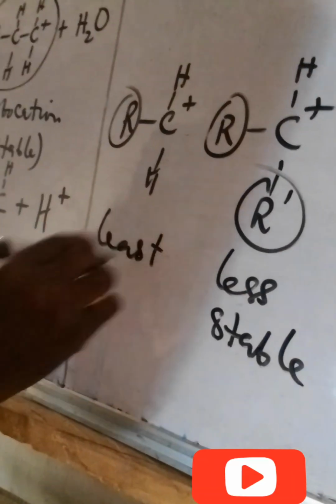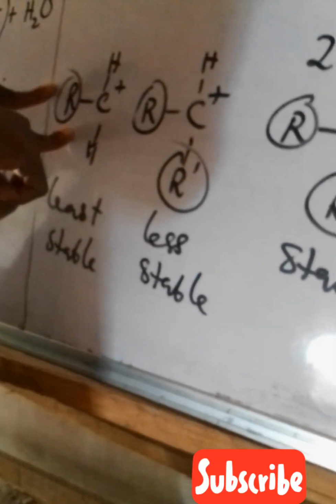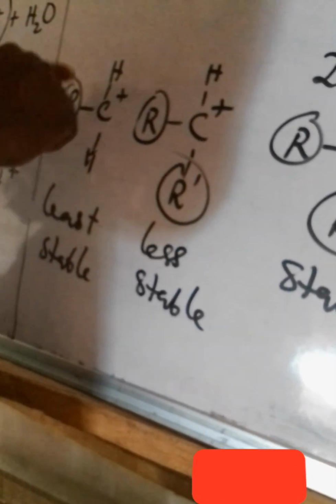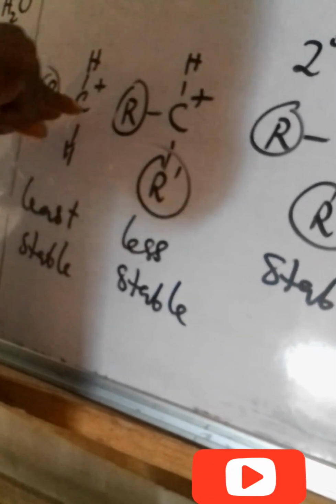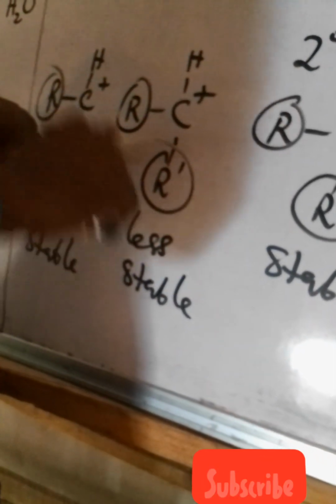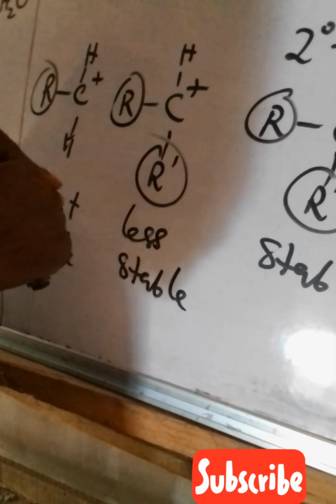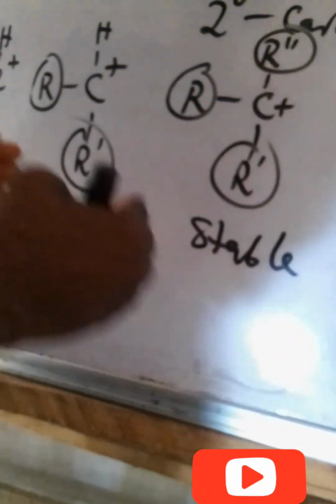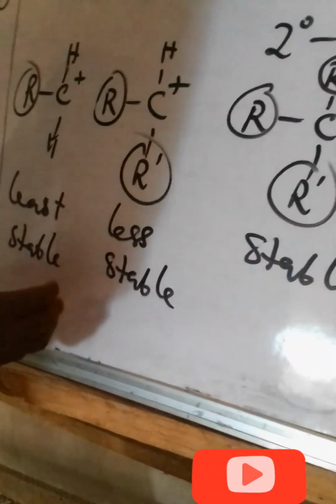And this is least stable. The least stable is the primary carbocation, which has only one electron-donating group, one alkyl group that produces a stabilization of the positive charge of the carbon. But here we have two alkyl groups that donate electrons to cause stabilization of the positively charged carbon. But here we have three of them. So this one should be the most stable one, and this one is less stable, and this one is least stable.